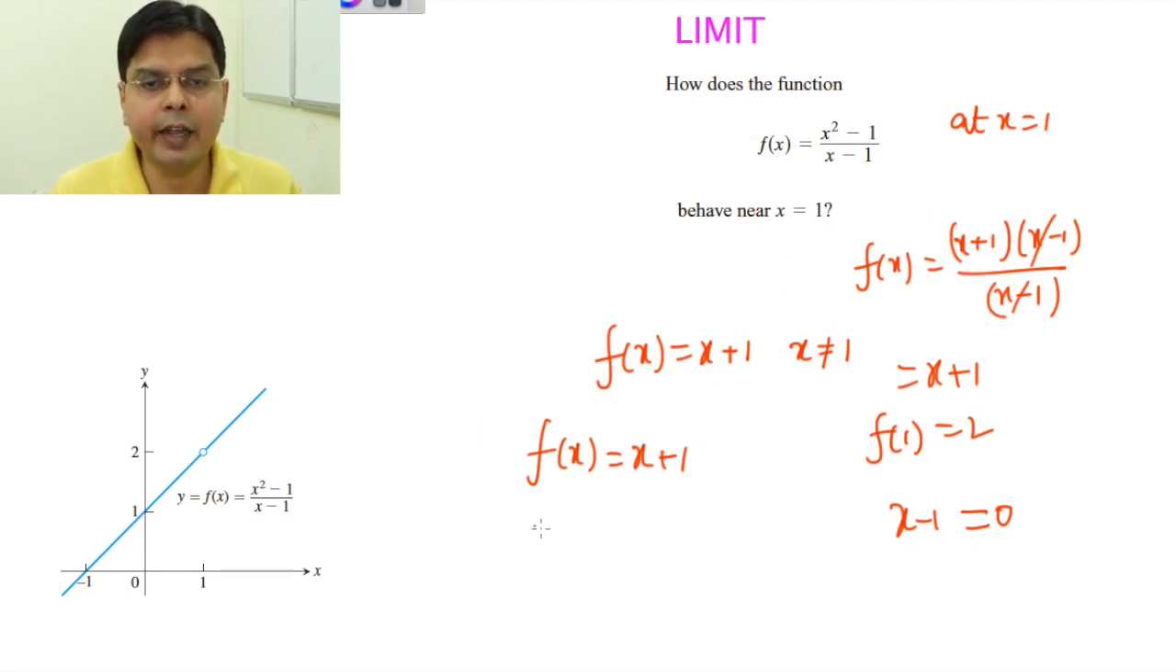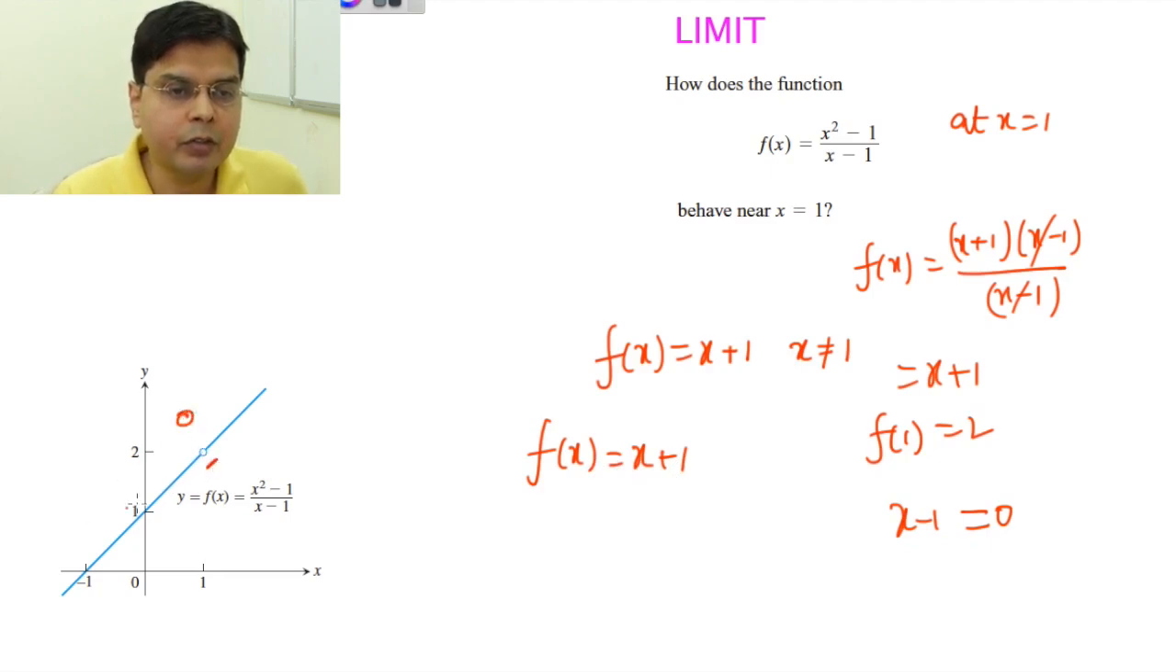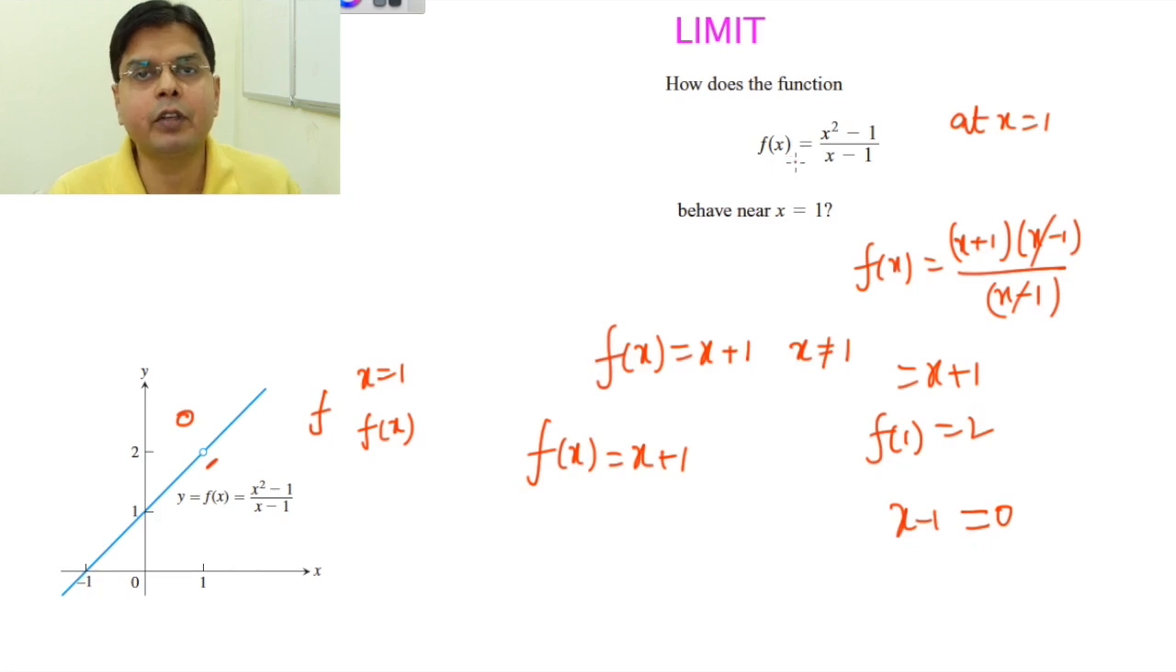So near x = 1, this function will behave like f(x) = x + 1. If I draw the graph of this function, I can draw it as a straight line of f(x) = x + 1. The only care I should take is that at x = 1, I draw a vacant point. This vacant point signifies that at x = 1, f(x) is not defined. At least this question does not give me the value of f(x) at x = 1. So let's find out the behavior near x = 1.